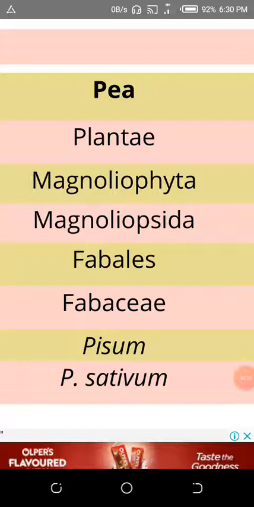Pisum sativum has almost 10 main characters, which you will study in 10th class, due to which Gregor Mendel selected this plant for his experiments on genetics. So this is a revolutionary science. After that, the whole scenario of biological knowledge changed.